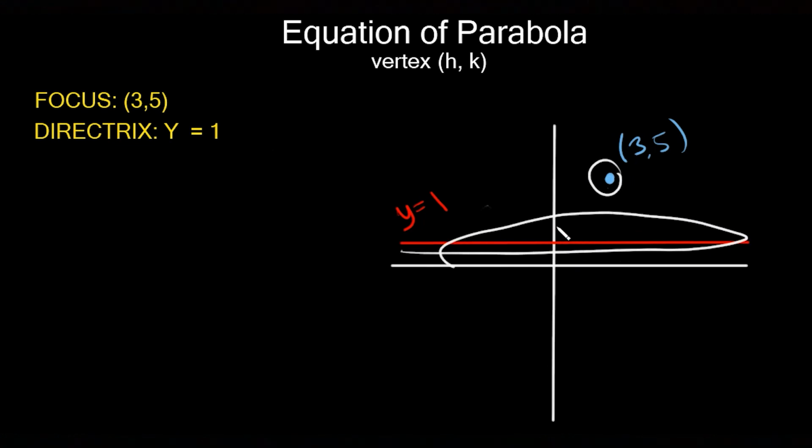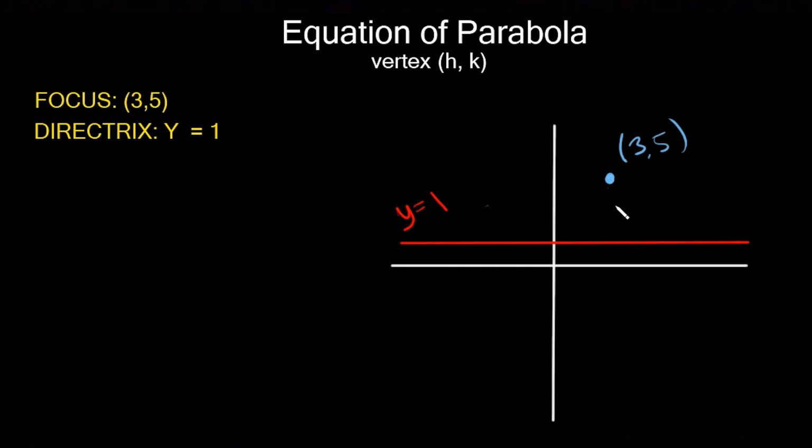So that tells me that my vertex has to be in between the two of them, somewhere in here. And so clearly that has to be a vertical parabola, opening up. So if I have a vertical parabola opening up, that means that my p-value, my distance going from my vertex to my focus and my vertex to my directrix, is going to be positive.